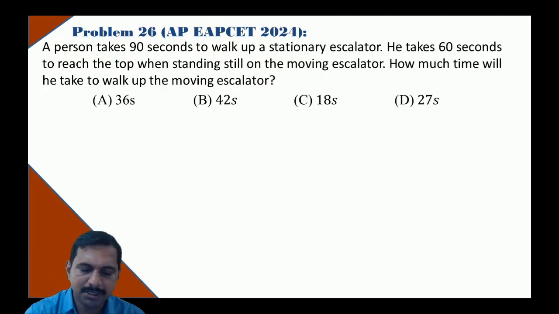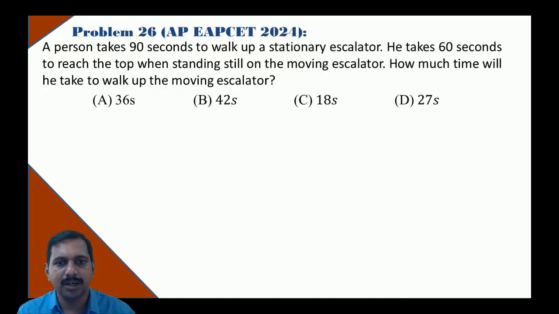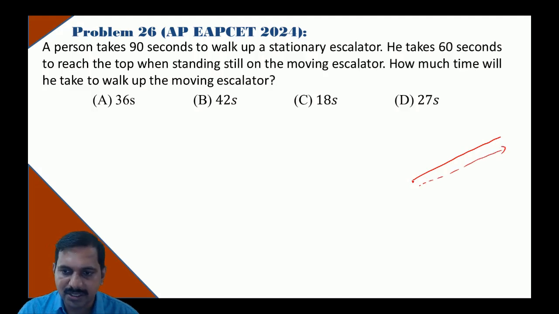Okay, a person takes 90 seconds to walk up a stationary escalator. He takes 60 seconds to reach the top when standing still on a moving escalator. How much time will he take to walk up the moving escalator? That means this is the escalator, and suppose it has a length of S. And when he walks up the escalator, that is just like steps, he takes 90 seconds. So T walking I'll say is 90 seconds, right?